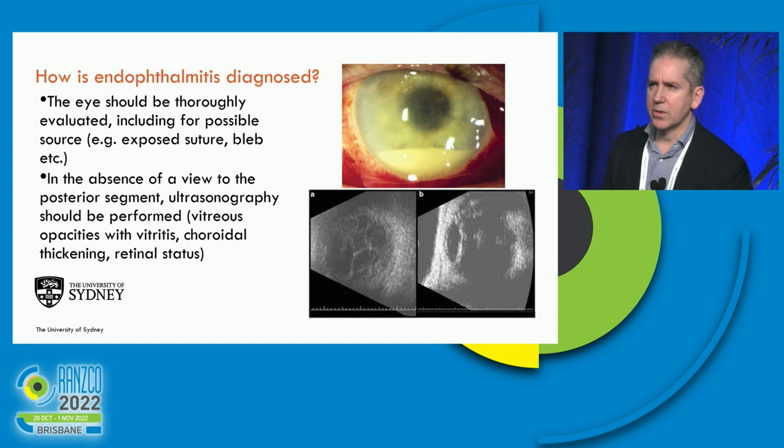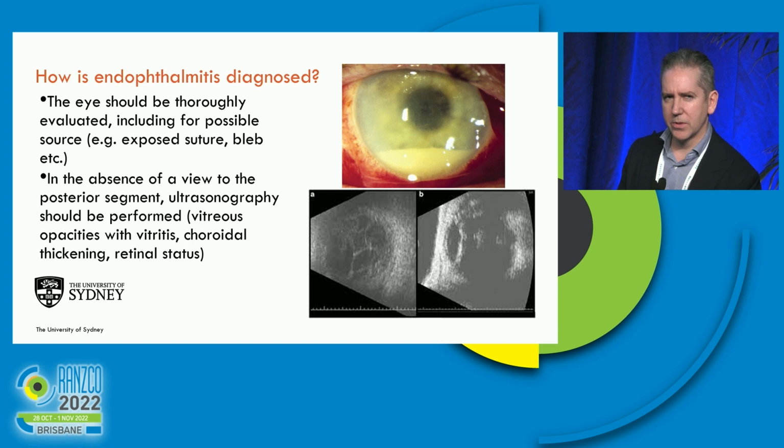It's really important to evaluate the eye thoroughly, always, but especially so in these patients. Sometimes their history isn't particularly flash, and we should look for a possible source of infection, such as an exposed suture or a bleb that they've not confessed to. If we don't have a view, we heard it's important to do an ultrasound if you have one available. Looking for vitritis, we want to know the status of the retina, especially if we're going to go in and operate.